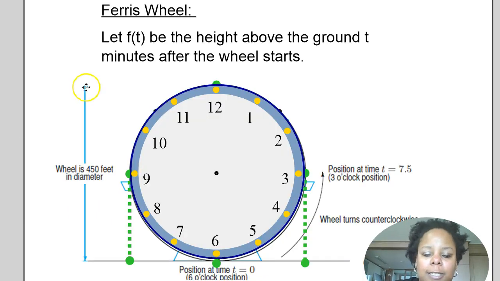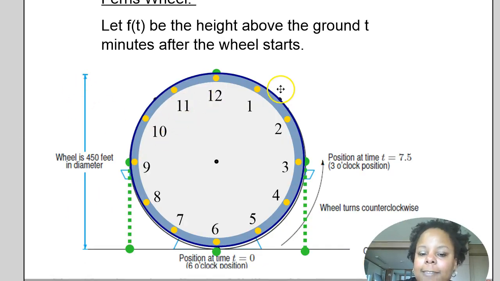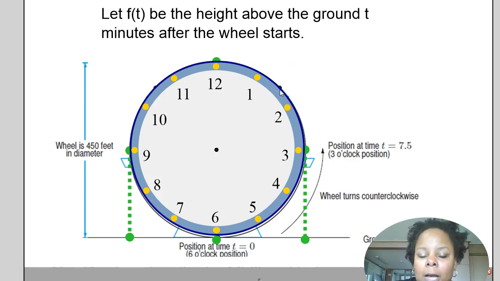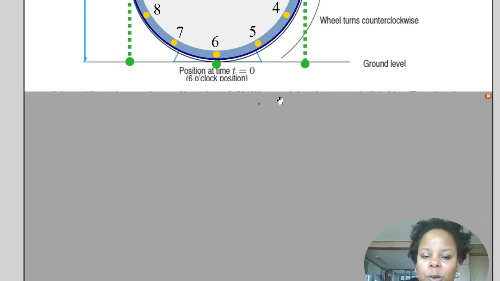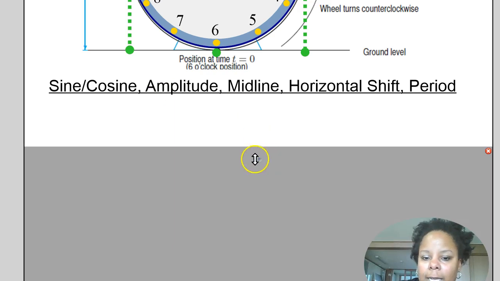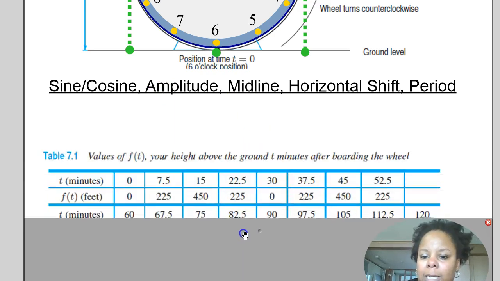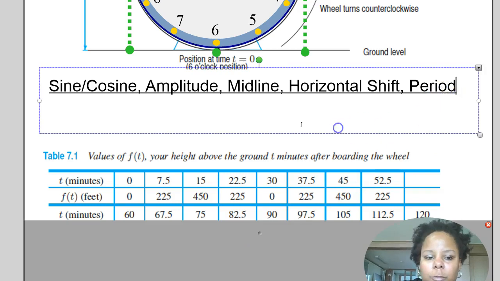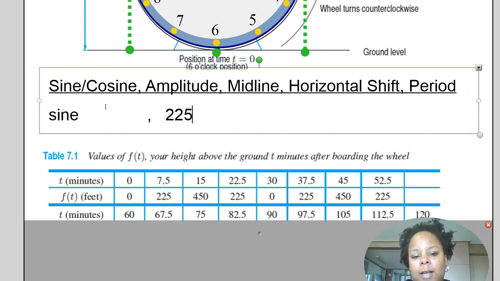So now let's take a look back at our Ferris wheel problem, and let's see if we can represent that analytically based off the information that we have. If you remember our Ferris wheel problem when we first started trigonometry, we need to determine if we're going to use sine or cosine. Then we can determine the amplitude, midline, horizontal shift, and period. So to make life easier, we're just going to go ahead and use sine. The amplitude, we all know from previous, was 225, the average of the lowest and the highest point. The midline, which we also know, was y equals 225.